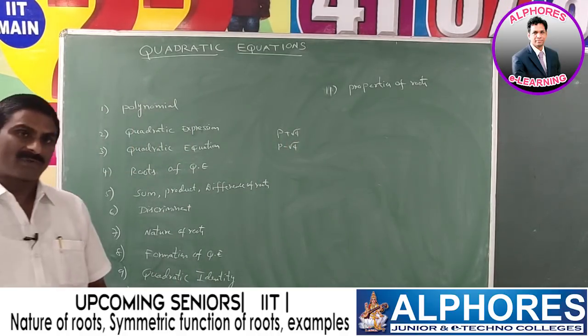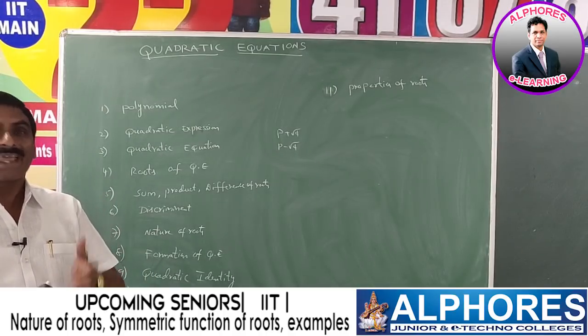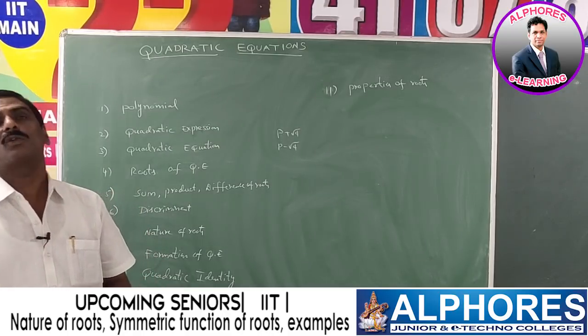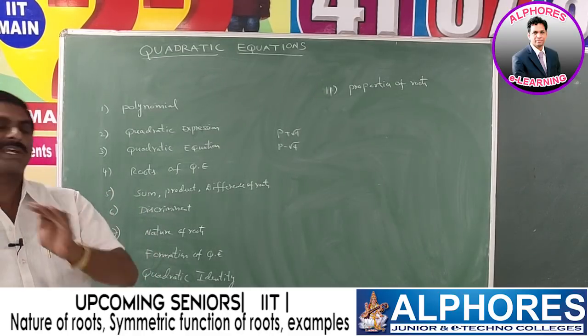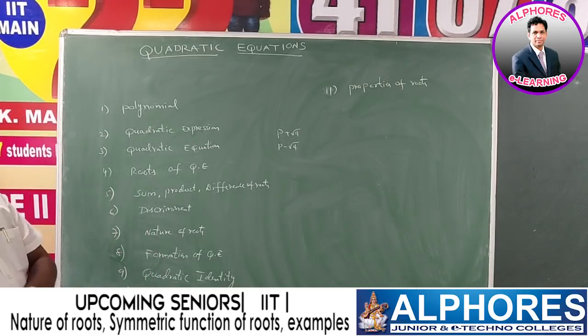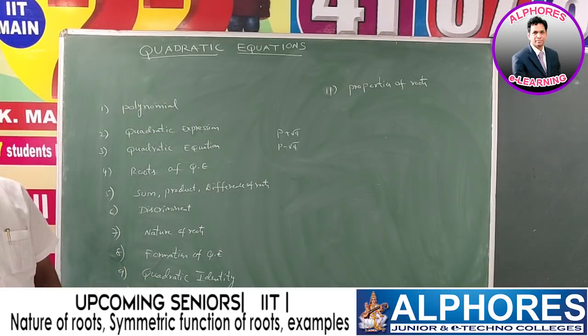Next, if delta is equal to 0, then the roots are rational and equal. If delta is less than 0, then the roots are imaginary, that means they are conjugate complex numbers. These are the nature of the roots. Next, formation of the quadratic equation.